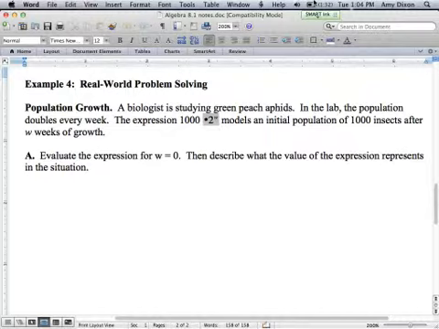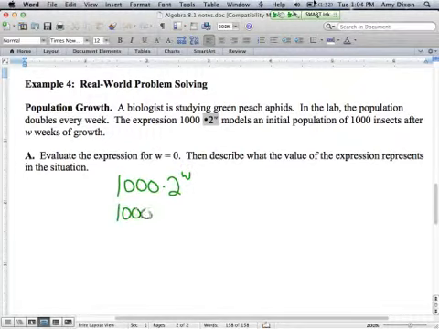It's the initial population. So we're going to use this expression, and what it tells us to do in part A is to evaluate this expression for W equals 0. So we're going to plug 0 in for W. We have 1,000 times 2 to the W power, so we replace W with 0: 1,000 times 2 to the 0 power. Do we multiply or do our exponent first? The exponent has to come first. 2 to the 0 power is 1. So we get 1,000 times 1, which gives you 1,000.